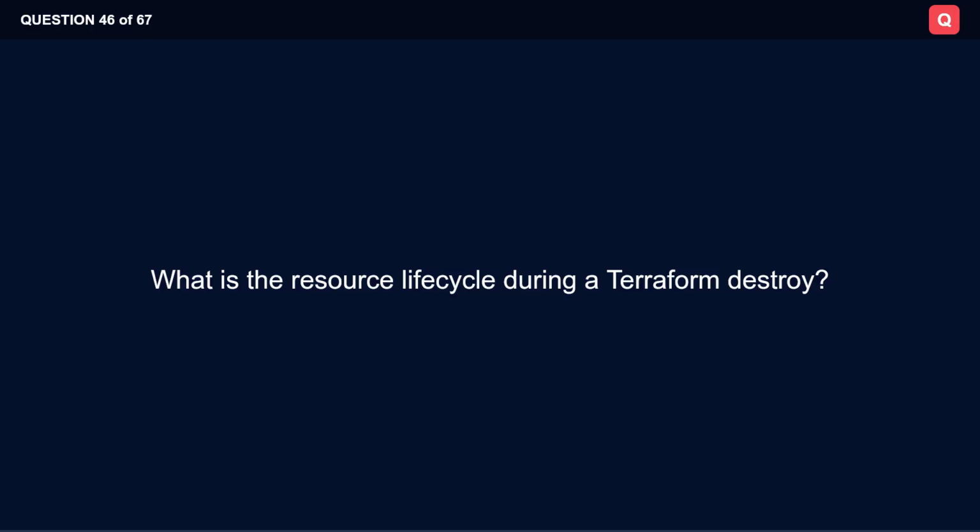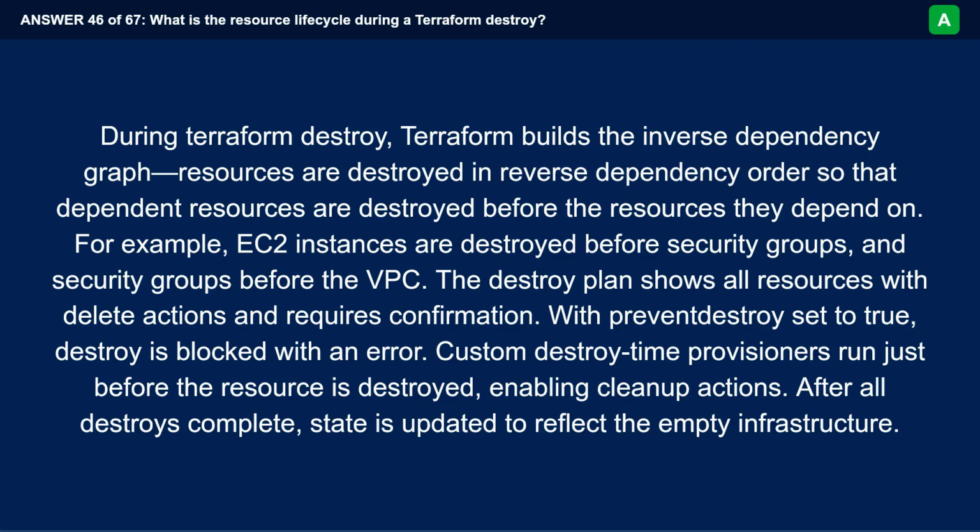What is the resource lifecycle during a Terraform destroy? During Terraform destroy, Terraform builds the inverse dependency graph. Resources are destroyed in reverse dependency order, so that dependent resources are destroyed before the resources they depend on. For example, EC2 instances are destroyed before security groups, and security groups before the VPC.